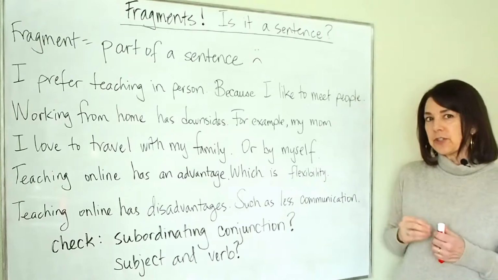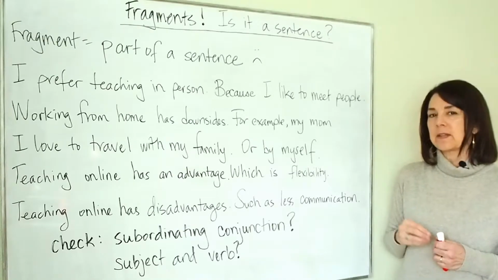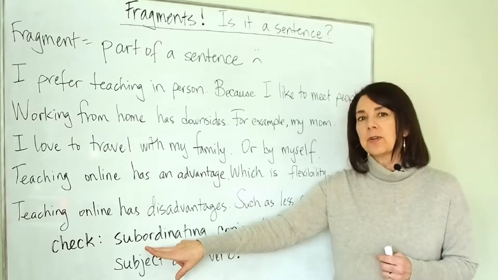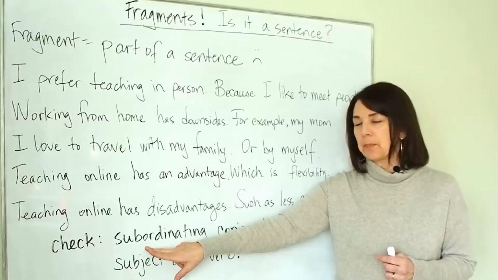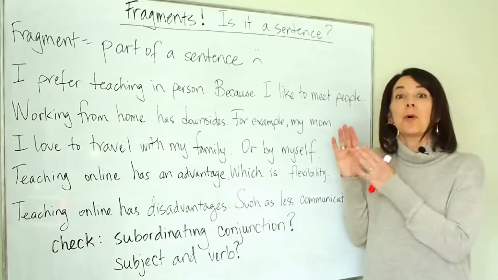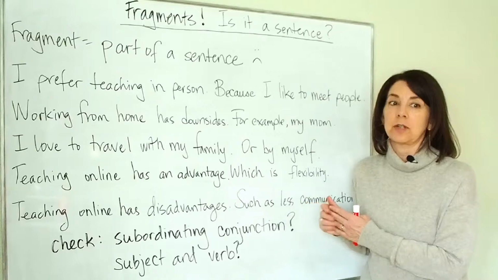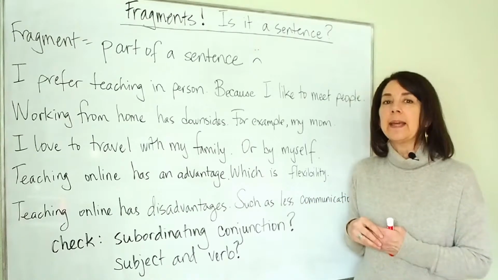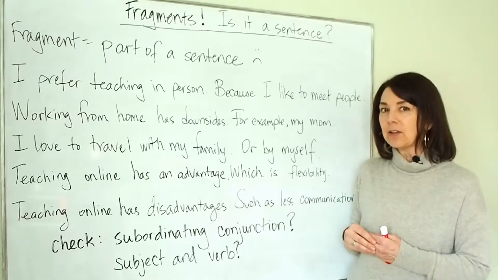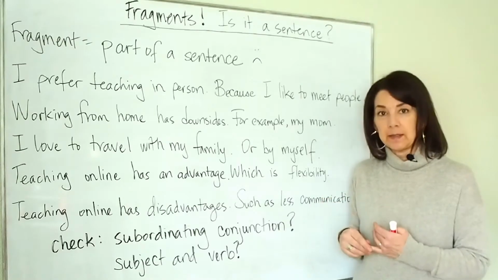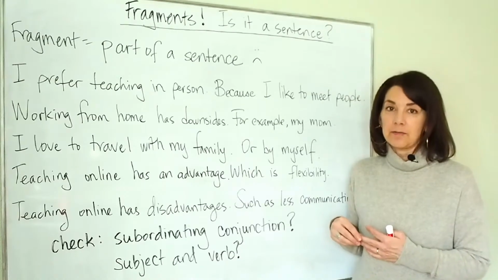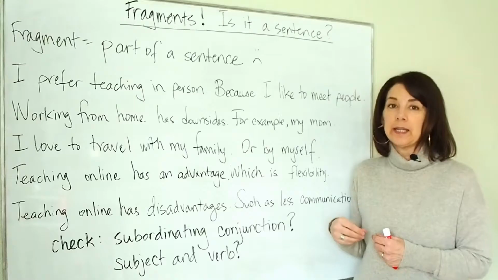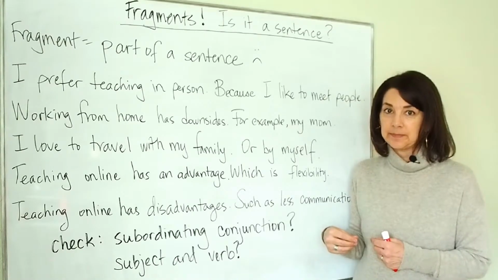So, in order to check your work for fragments and to correct them, you want to check, first of all: does your sentence have a subordinating conjunction? And I'm going to do a whole video just about subordinating conjunctions. But for now, remember that a subordinating conjunction is a conjunction that makes a dependent clause, like because, since, after, before, when, while, if, unless.